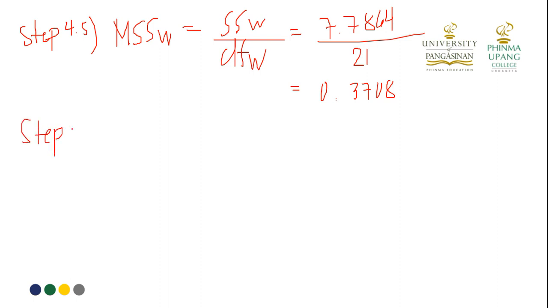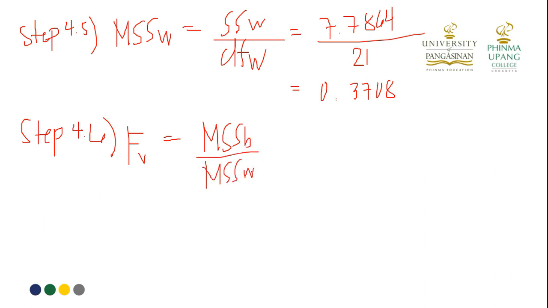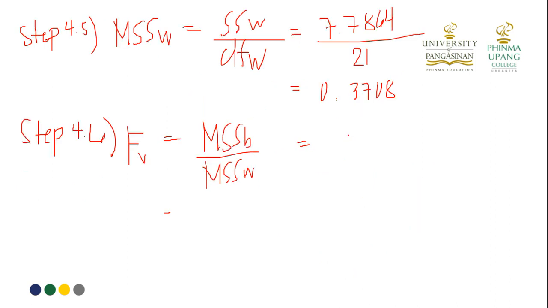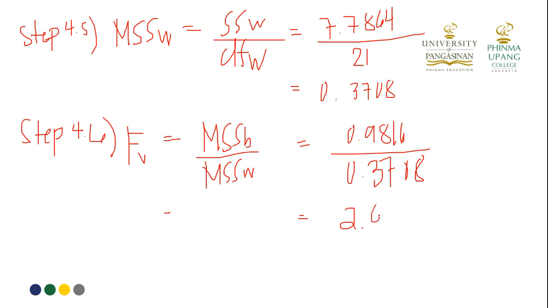Okay, malapit na. Step 4.6. Ito na yung F value ng MSSB divide natin sa MSSW. So, dito na lang. SSB 0.9816, tapos 0.3708 yung SSW. Ilan yung sagot dito? 2.6472.